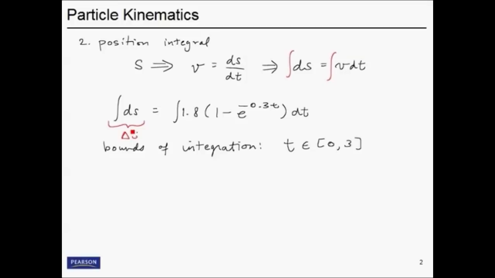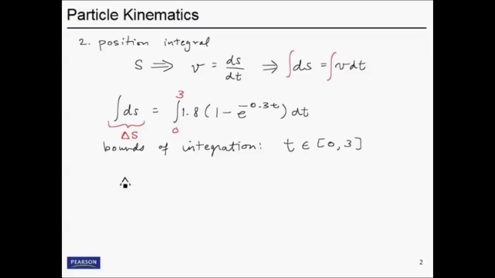And then if we want to integrate over t, now we know we're going to integrate over the interval 0 to 3. And so that is the way our integral is going to look. Okay, so now it's just a simple matter of going ahead and doing the integral and seeing what we get. So let's go ahead and do that.